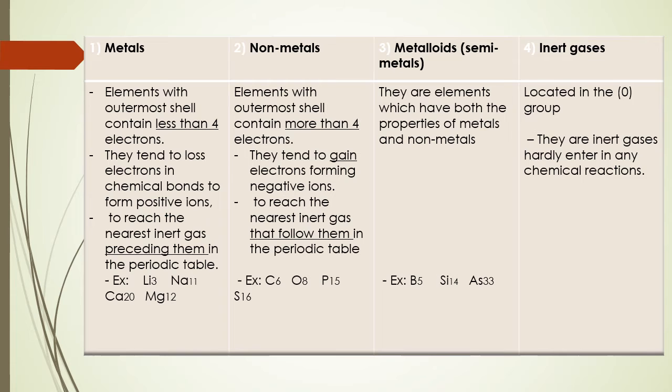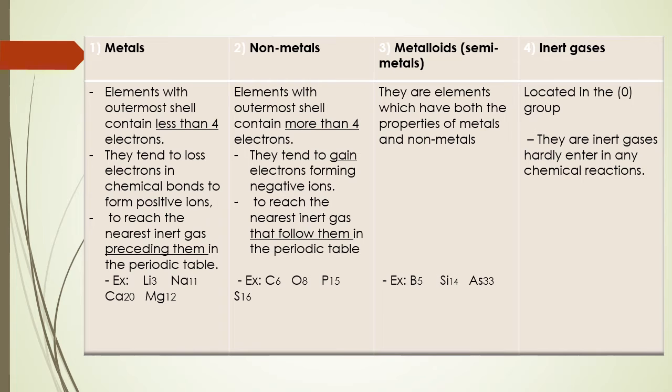Metal is an element that has less than 4 electrons in its outermost energy level, 1 or 2 or 3, and tends to lose them during a chemical reaction and change into a positive ion. The electronic configuration in this state is similar to that of the inert gas that precedes it in the periodic table, like lithium, sodium, calcium, and magnesium.